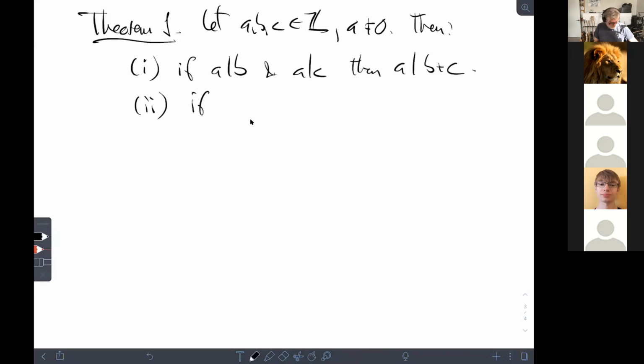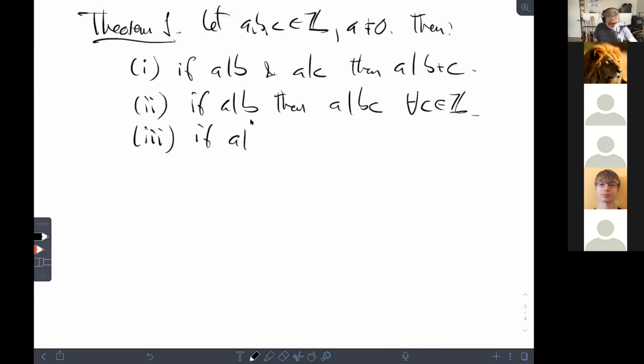If A divides B, then A divides B times C for any C. Okay, I'll just write them out and then I'll discuss them and then I'll prove them. Maybe not all of them. And then transitivity of divisibility: if A divides B and B divides C, then A divides C. Okay, so let's just illustrate this.